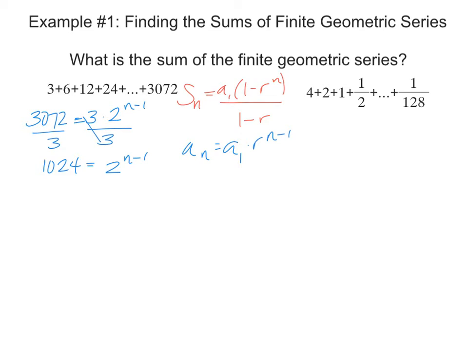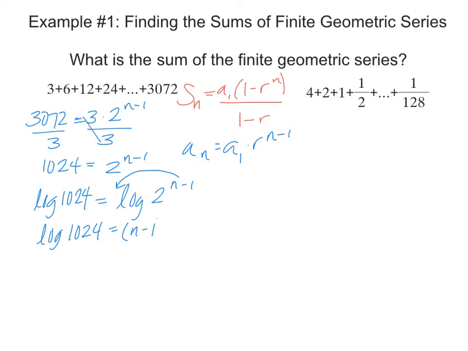Okay, so to be honest, from here we've done log and stuff, right? So we could do log of 1024 is equal to log of 2 to the n minus 1. That would put the n minus 1 in front, so this would be log of 1024 is equal to, in parentheses, n minus 1 log of 2. Divide both sides by log 2, and then eventually we'll add 1 to that.